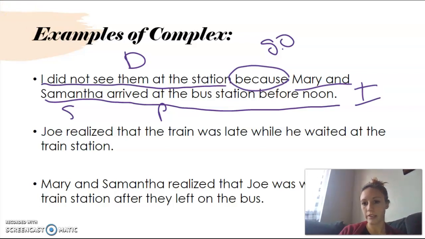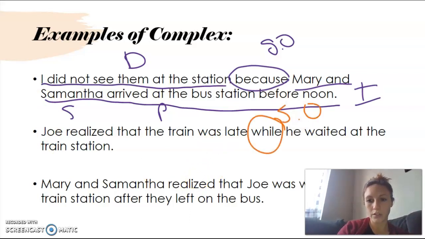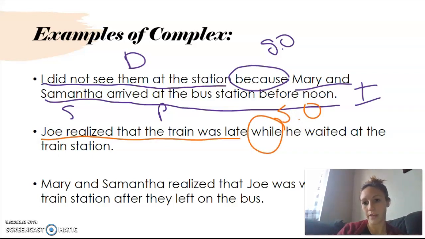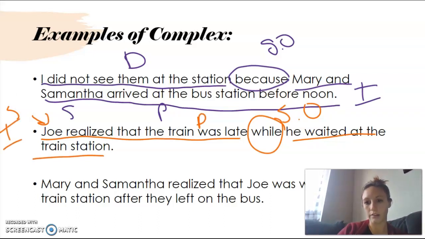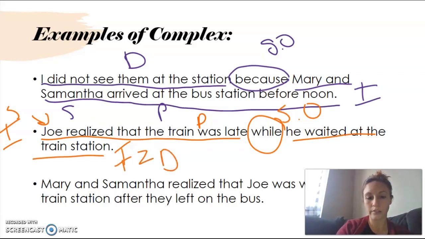Joe realized the train was late while he waited at the train station. Okay, first here is our subordinating conjunction. And then Joe realized that the train was late. He waited at the train station. Well, here's our subject, here's our predicate, and this whole thing is an independent clause. He waited at the train station for what? We don't know, so that's going to be our fragment or our dependent clause.